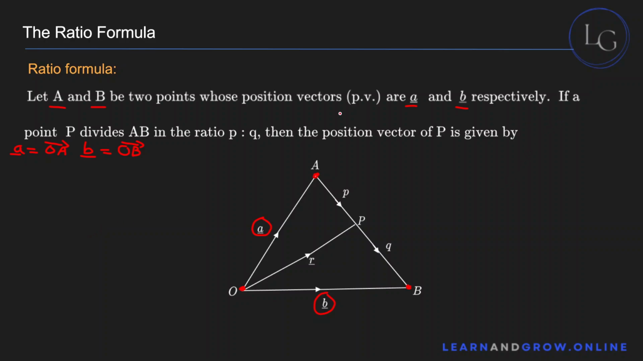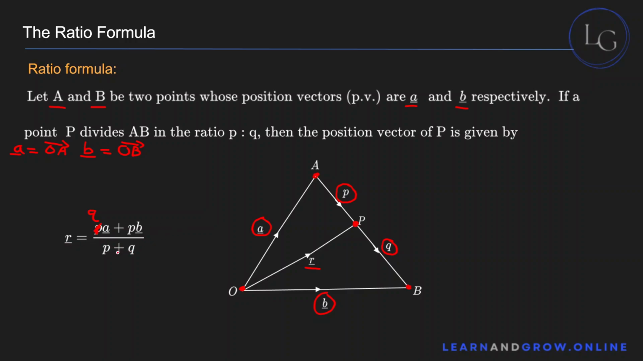it says that if a point P divides AB in the ratio p to q, then this is the point P over here, and it divides this vector AB in the ratio p and q. Then what is the position vector of P, the vector that runs from O to P? That is r over here. So how do we find r? By this formula. Now, actually this is not equal to p, this is equal to q. So (qa + pb) over (p + q) is equal to r.